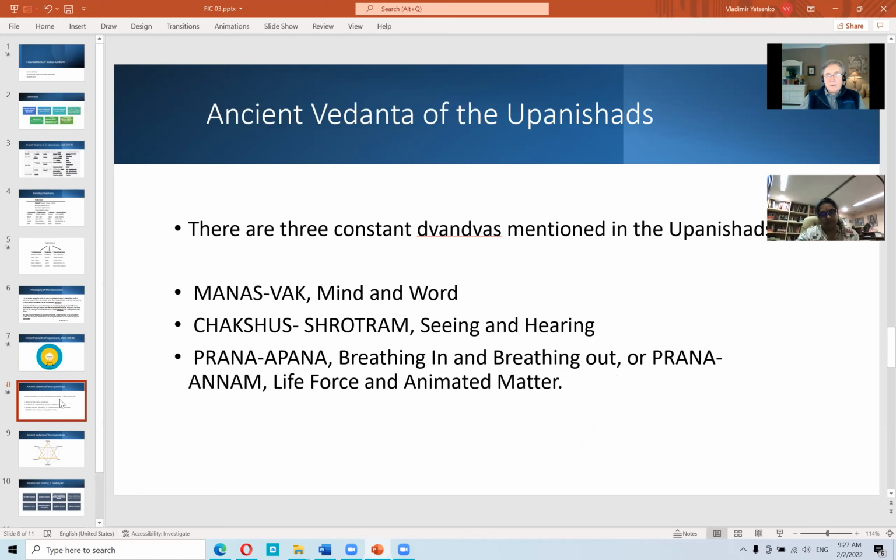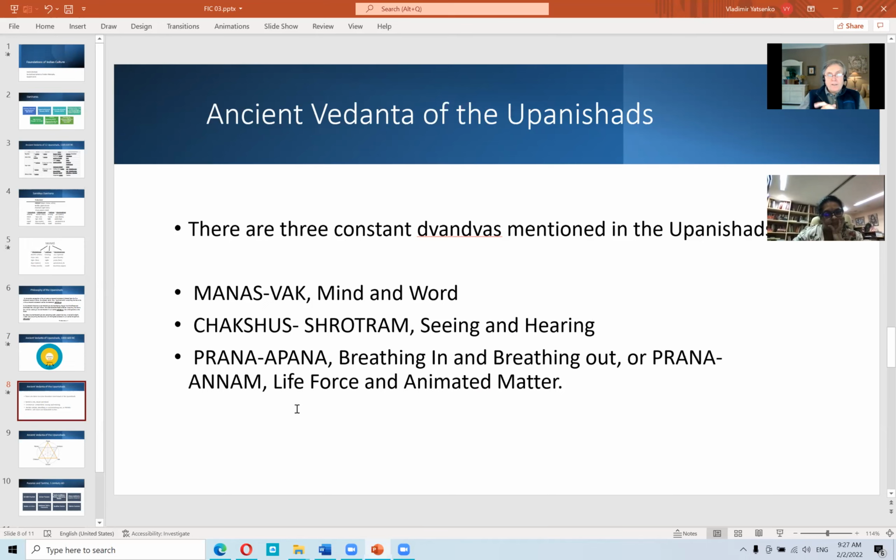So in the Upanishads, these three dvandvas are mentioned constantly. Manas and Vak, Chakshuh and Shrotram, Prana and Apana, or Prana and Annam. Mind and word, seeing and hearing, breathing in and breathing out, or life force and annam, animated matter. Matter is holding the power of vital within it.